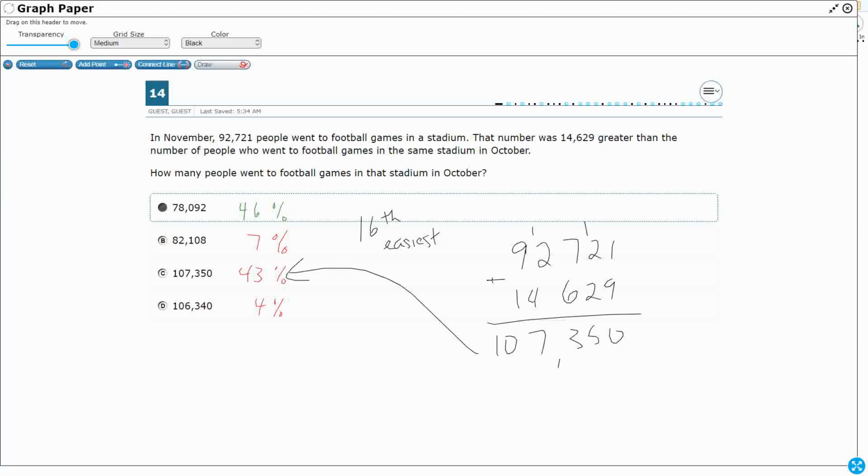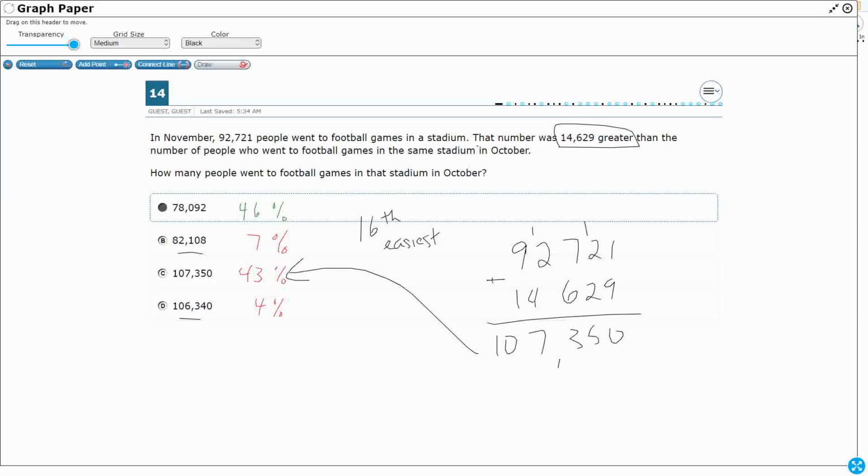That answer was almost chosen as much as the correct answer. So this problem does not come down to whether or not students can add or subtract. They can. Because look how low these incorrect answers are that probably had issues with regrouping. The problem is, can they identify the correct operation? And we need to see here that when we say that number was this much greater, right?